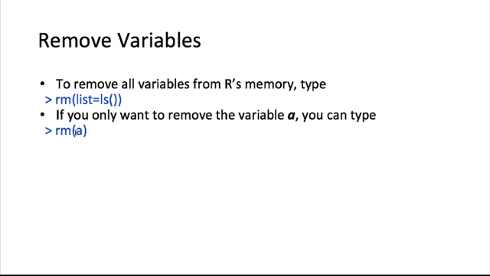Let's say we create a bunch of variables. You've got variable a, b, c, d, etc., and you want to get rid of them all at the same time. In that case, you can use the command rm, remove from list, but you have a long list, and here you're telling R to clear everything from the list, clear all the variables from the list. So rm(list = ls()) will clear all the variables from the list.